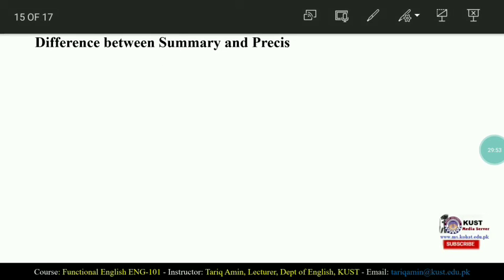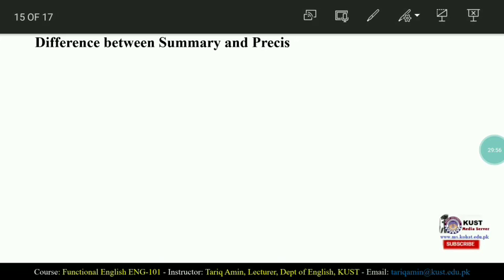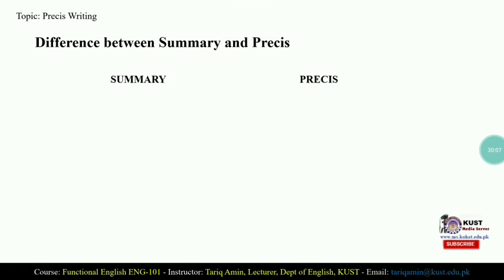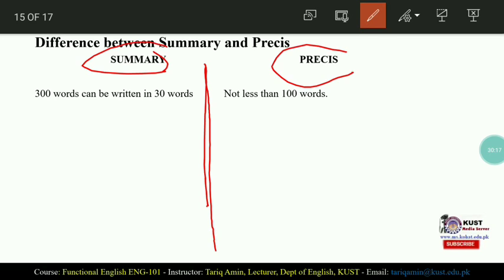Now let's discuss some of the differences between summary and Precis. Some people confuse these two words. They think that summary and Precis are the same thing, but there are some differences between them. The very first difference is: there is a line between these different statements. This is summary and this is Precis.